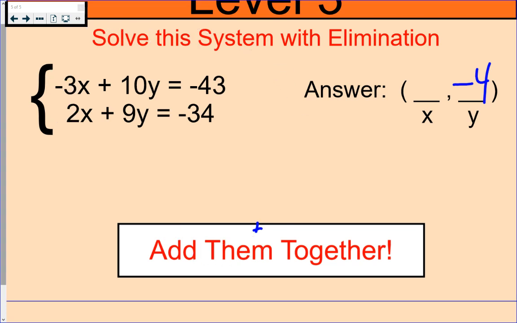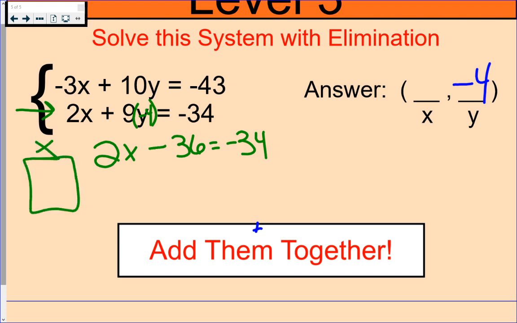Now I need to find my x number. Usually to do this, I just look at both equations and I say, which one looks nicer? This one has smaller numbers, so let's stick with that. I'm going to replace the y in this bottom equation with a negative 4. So here I've got 2x plus 9 times negative 4 is negative 36 equals negative 34. Now, if this is stressing you out to have a plus negative here, let's just go ahead and say minus 36. It means the exact same thing.